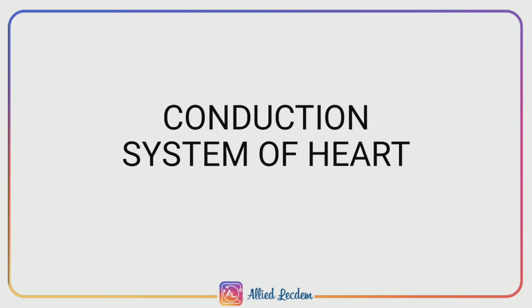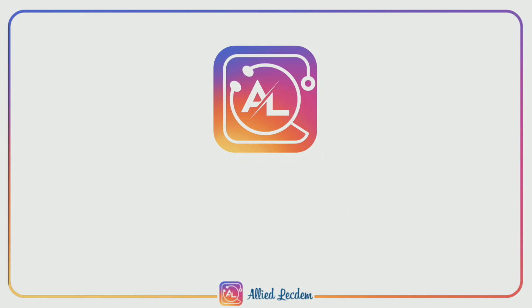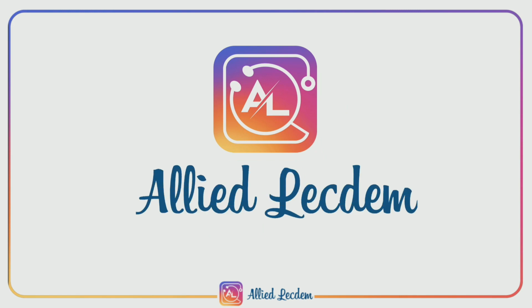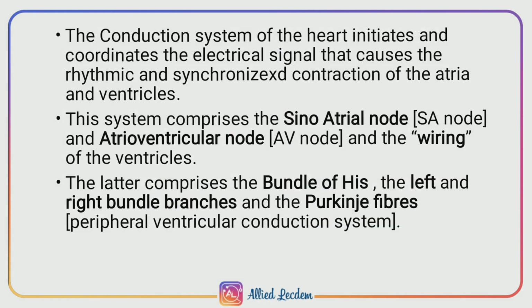Today's topic is about the conduction system of the heart. The conduction system of the heart initiates and coordinates the electrical signal that causes rhythmic and synchronized contraction of the atria and the ventricles. This system comprises the SA node, AV node, and the wiring of the ventricles. The latter comprises the bundle of His, the left and the right bundle branches, and the Purkinje fibers.